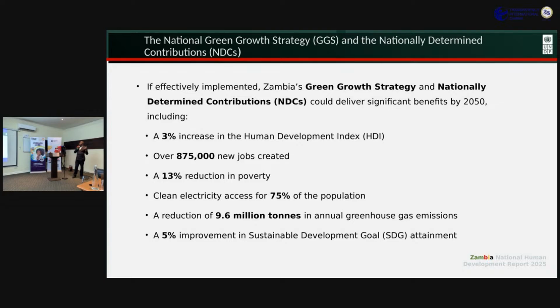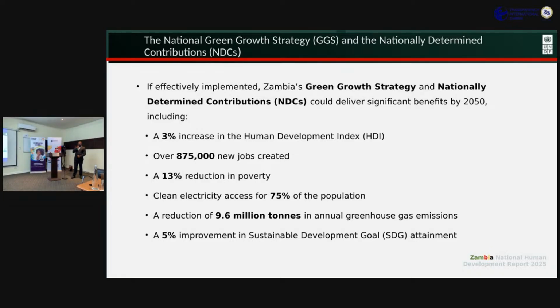So if the green growth strategy is effectively implemented by the end of 2030, we expect that the 2030 human development index, which is your welfare and income, water, and we create over 5,000 jobs, a 30% reduction in poverty, clean nutrition access for the population, a reduction of 6 million tons of emissions, and 5% in SDG attainment.